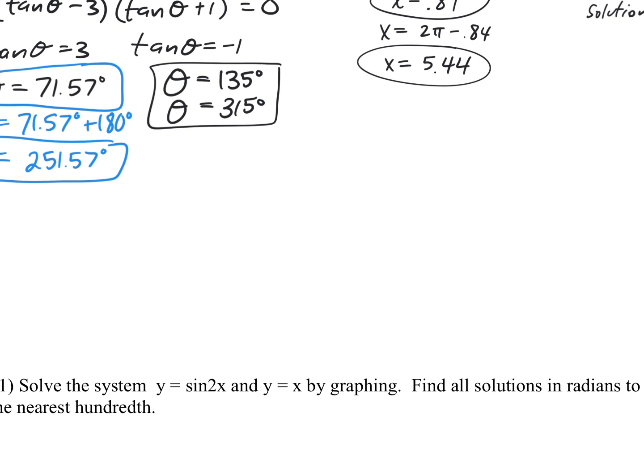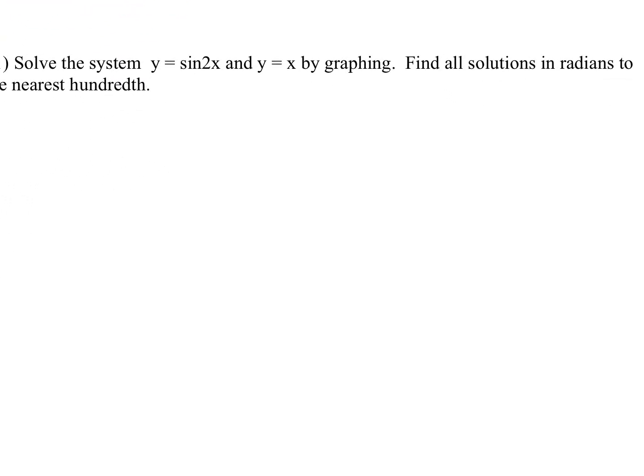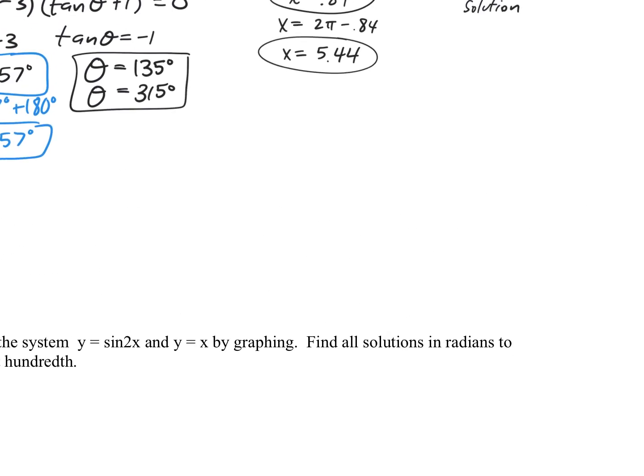The last problem is a system of equations where they tell us y equals sine 2x equals y, x. I think I'm going to create a separate video just to give you guys some guidance on solving through graphing. So we'll wrap things up with number 10.